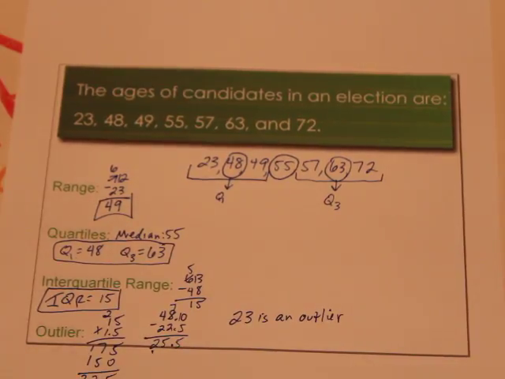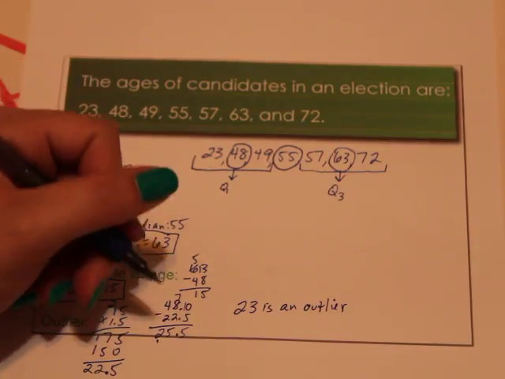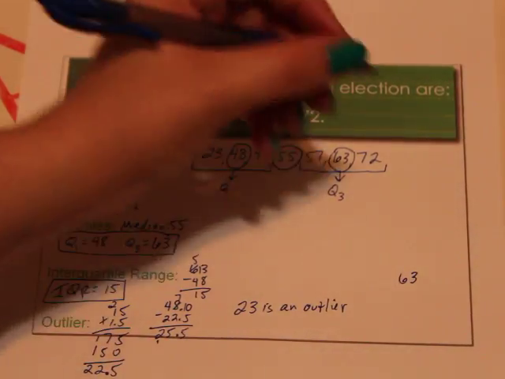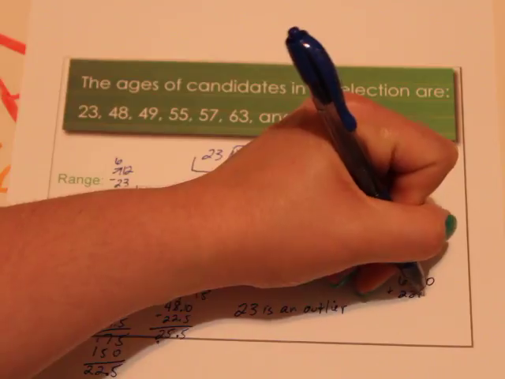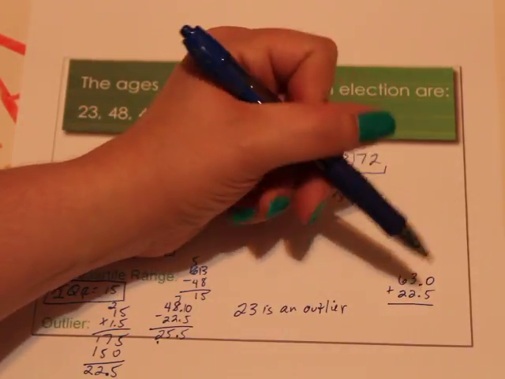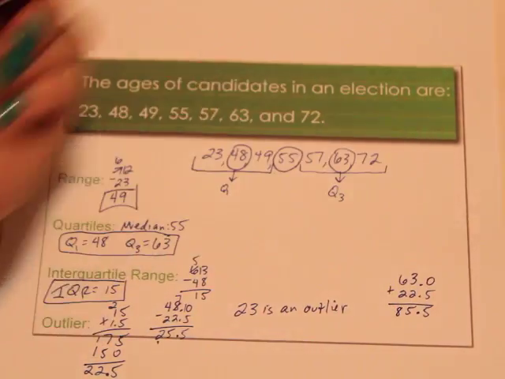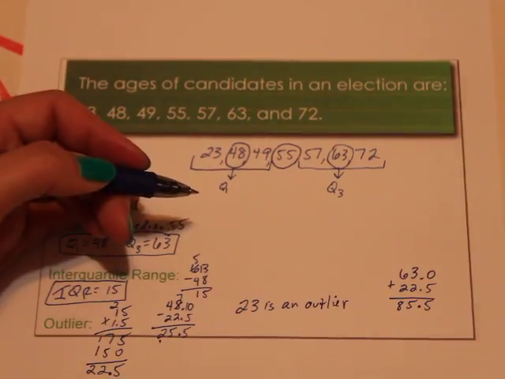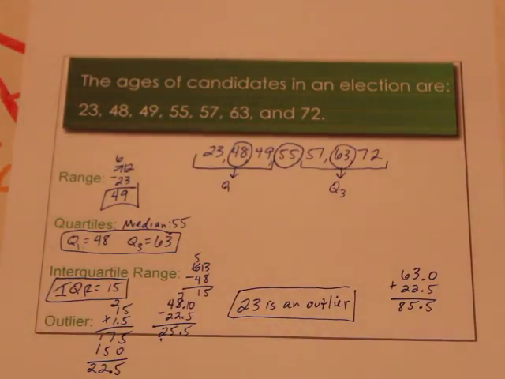Now we'll look at the upper end, and we will see if anything higher is going to be an outlier. So now we take Q3. So 63, and we are going to add on 15, I'm sorry, we're going to add on 22.5. So 0 and 5, that's 0.5. 3 and 2 is 5. 6 and 2 is 8. 85.5. Do we have anything above 85.5? No. So we don't have any upper end outliers. So we only have 23. Okay, so only 23 is an outlier there.